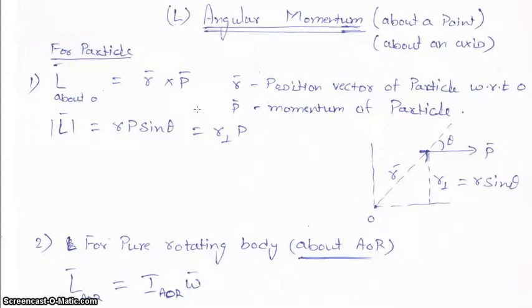Angular momentum. It is defined about a point or about an axis. In this video we'll talk about angular momentum about a point only. So let's start. For a particle, we define angular momentum about O as r cross p, where r is the position vector of that particle from O and p is the momentum of the particle.